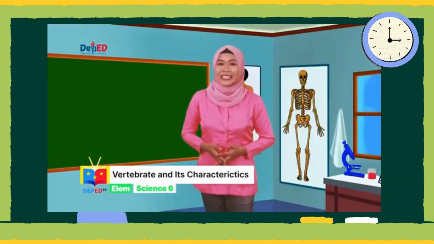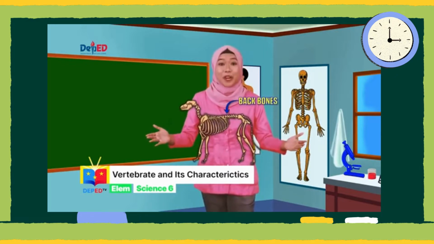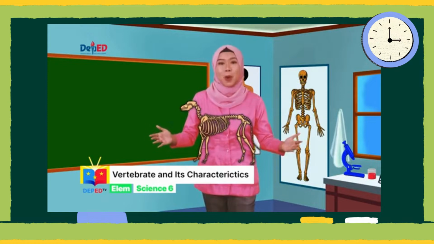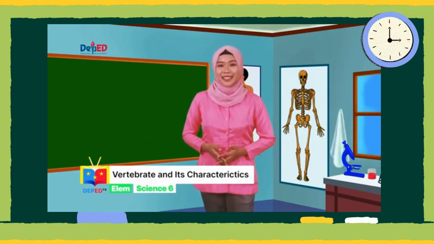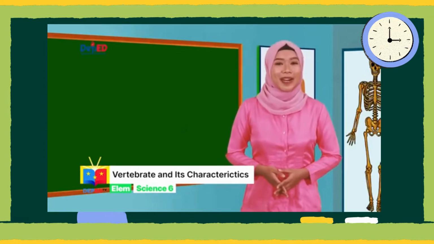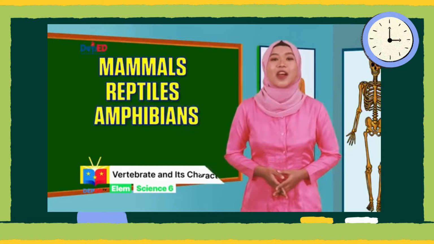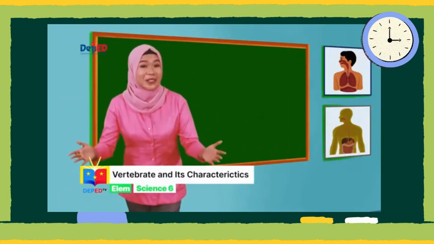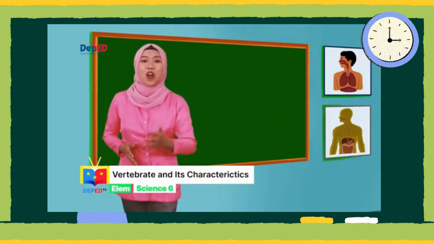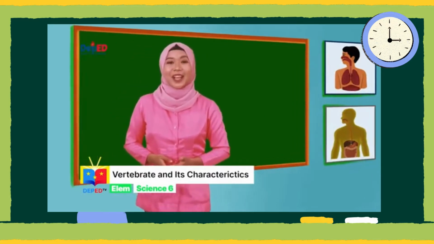Animals found in the locality are classified into vertebrates and invertebrates. Vertebrates are animals with backbones. There are 5 classifications of vertebrates. These are mammals, reptiles, amphibians, birds, and fishes. In today's episode, we shall focus on the mammals, reptiles, and amphibians.